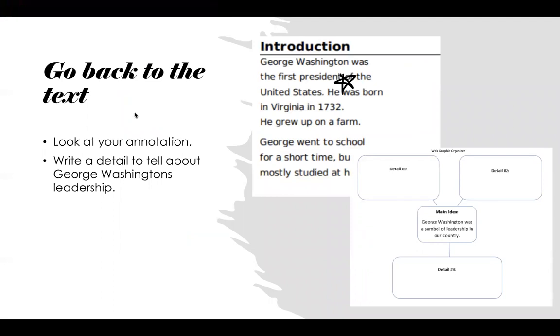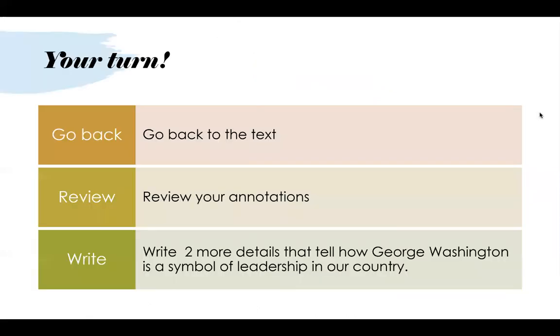Go back to the text. Look at your annotation and write a detail to tell about George Washington's leadership. All right, here's the first page that I annotated. It says, George Washington was the first president of the United States. I know that this detail tells me about George Washington being a symbol of leadership in our country. So I'm going to jot down this note as detail 1. First president of the United States. All right. First detail is done.